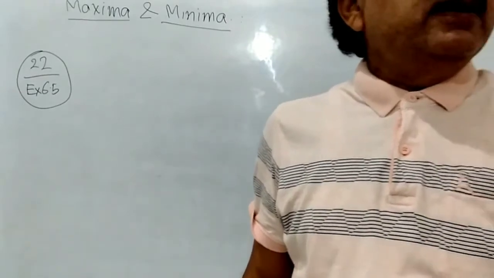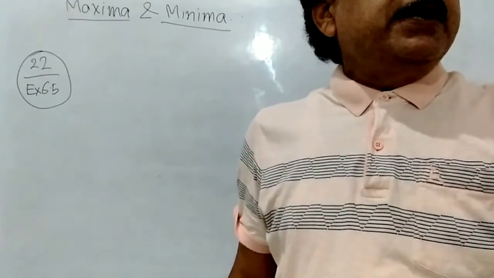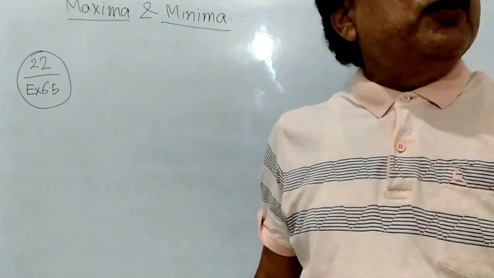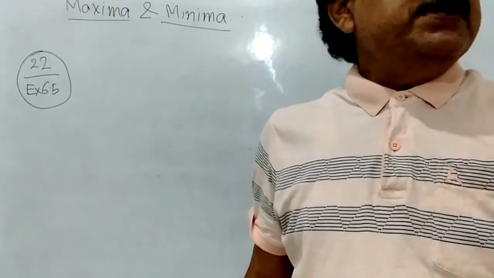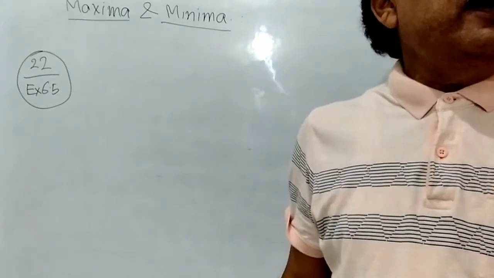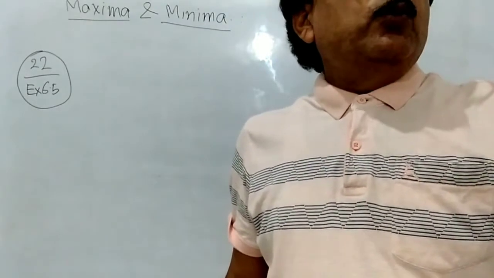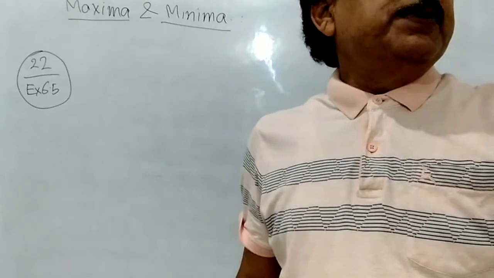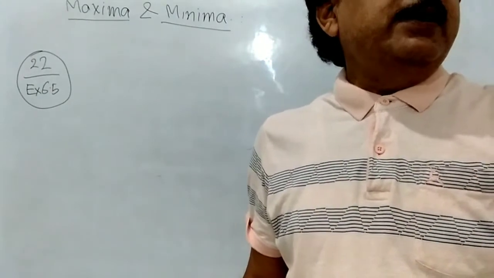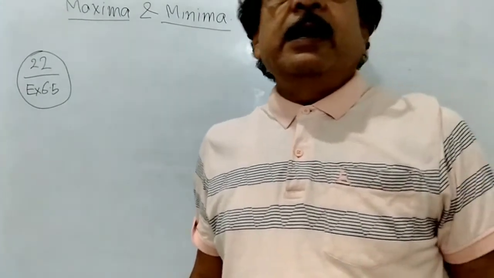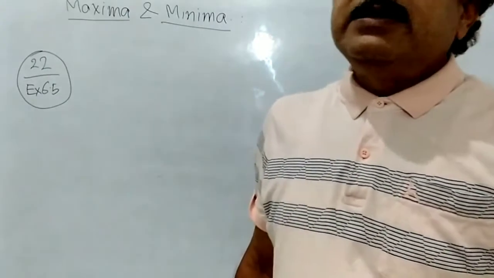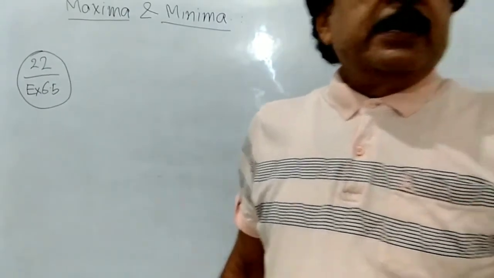A wire of length 28 meter is to be cut into two pieces. One of the pieces is to be made into a square and the other into a circle. What should be the length of the two pieces so that the combined area of the square and the circle is minimum?